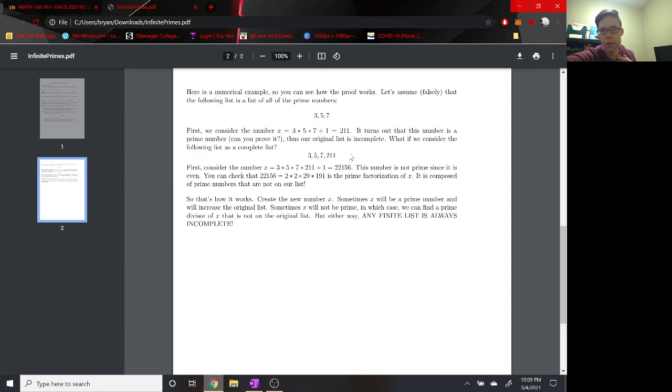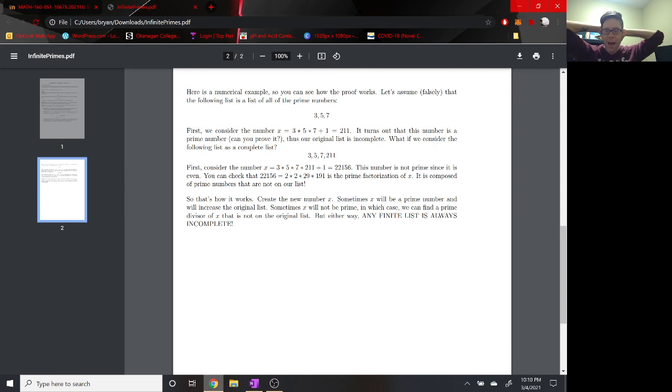Now, the new number we get, which is 22,156 with this particular example that we've started with, is not prime. It's definitely an even number. But what's interesting is we can decompose this number into prime numbers that actually aren't on the original list.